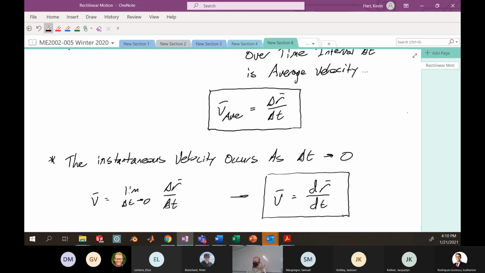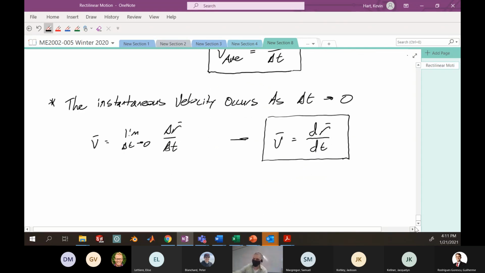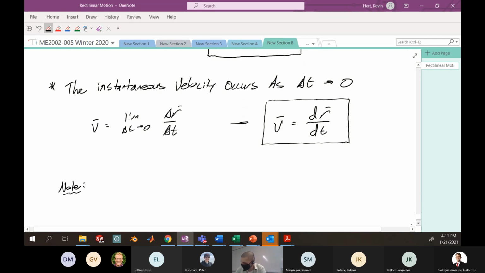We saw this in 1D, so this should not really be a surprise. But there's a little bit more complication that happens in 2D that we want to talk about. A couple notes here. Note number one is that the velocity is always tangent to the path.